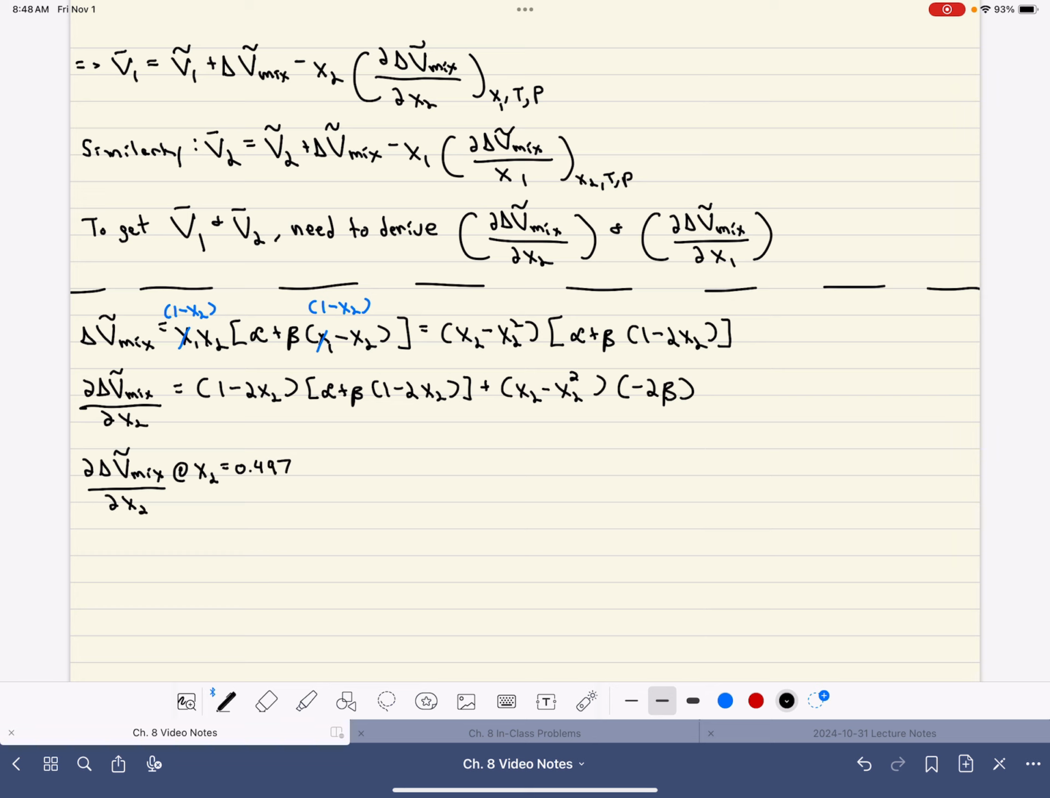And if we plug this into the x2 mole fractions, so let me make this more of a subscript, it's confusing, we get a value of 0.104 centimeter cubed per mole. So we evaluated that derivative and got a value for it.